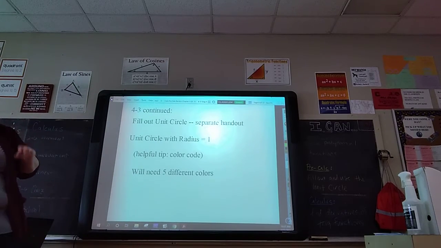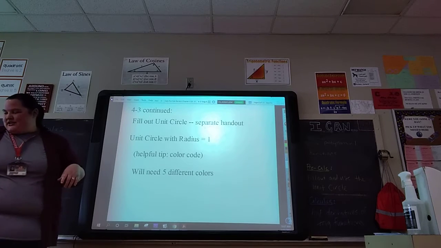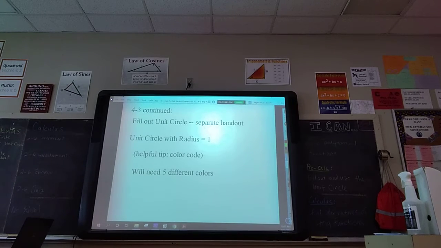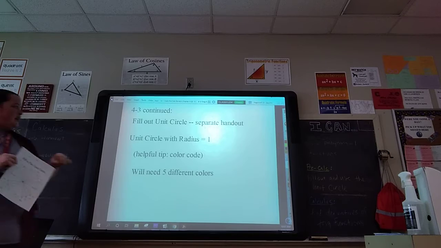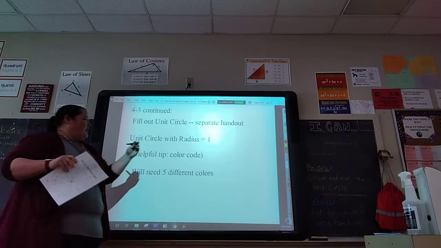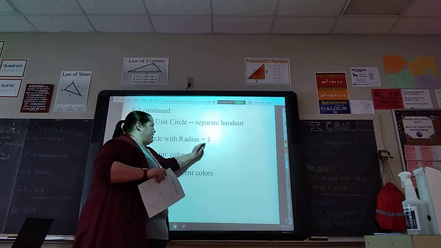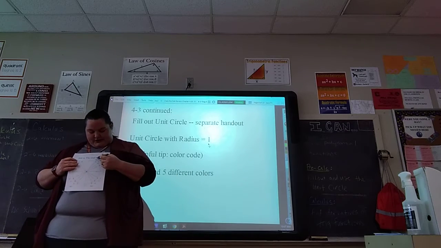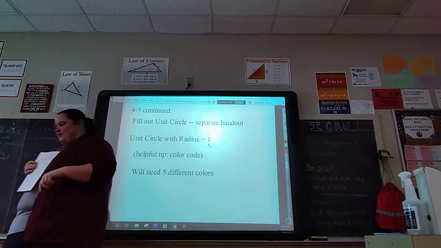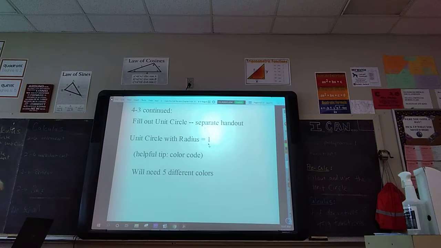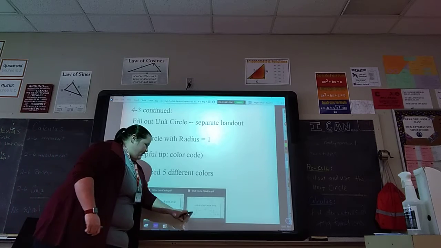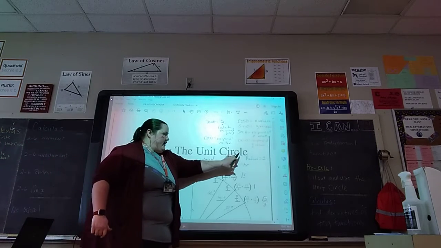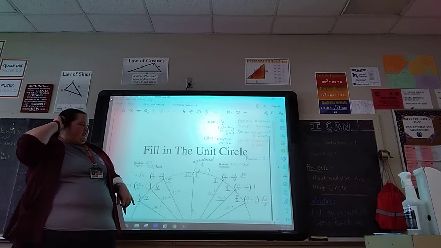There are 5 colors that you're going to need. The one thing I want you to write underneath the words unit circle. The reason why it's called a unit circle is because the radius of this circle is 1. So underneath unit circle, just write radius equals 1, kind of like I did on mine. So I just wrote radius equals 1, kind of near the unit circle part.